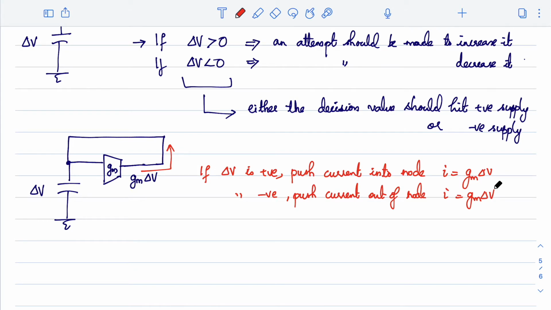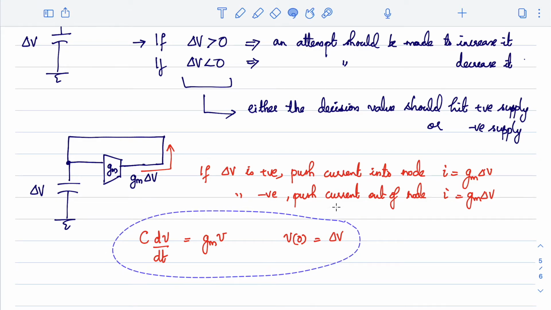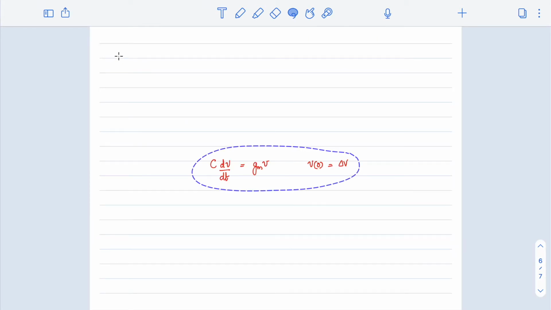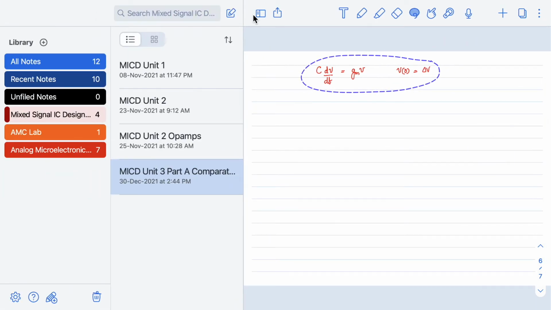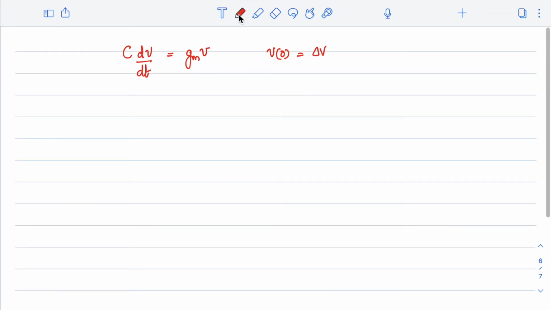All right, yeah. Now if you write the current here, when it finally settles, I can write the current in the capacitor as C into dV by dt, which is equal to GM into V, where I'll assume that the initial voltage V0 is somewhere delta V. Let me do this in the next page. All right, now if I write in this way, dV by V is equal to GM by C into dt.